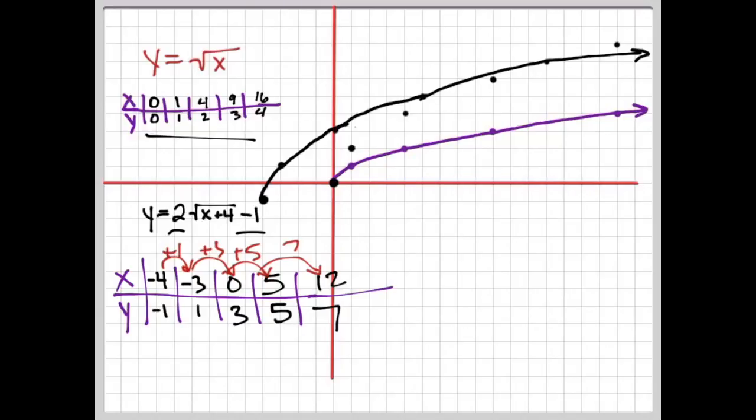So what would be the next x value that we'd put in there if we were making a bigger table? 21. Because you add 9 to 12. Yeah. See, we're adding 1, 3, 5, 7, 9. And then it would be 32 and so on because we're just going up by odd numbers. Make sense? All right. Any questions? All right.